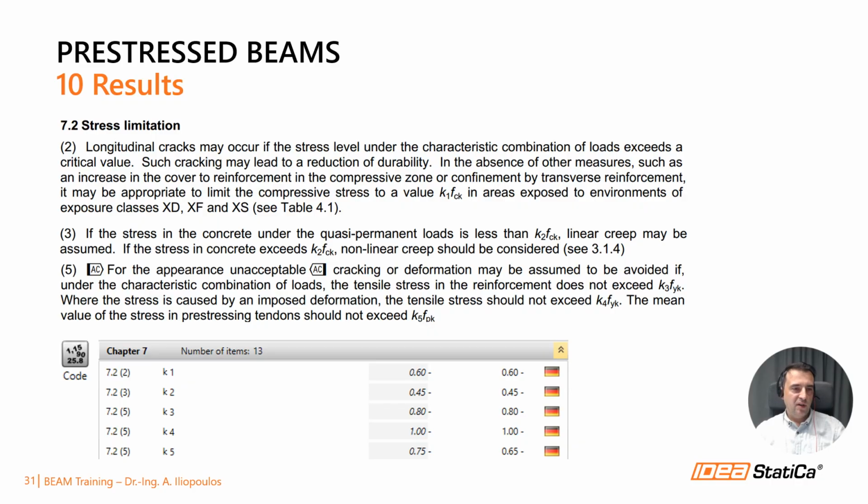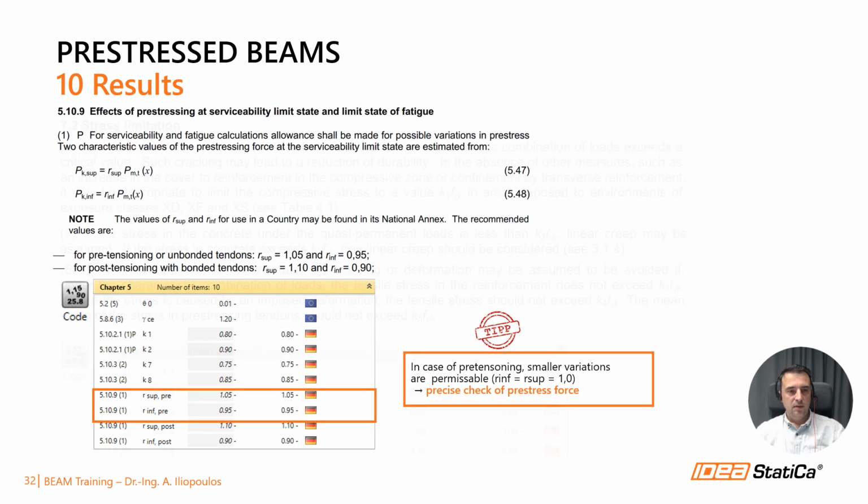It's good to remember how the stress limitation check works. So here we have an extract from the code regarding the stress analysis. Beam takes the national annex into account. We selected the German national annex. So as you can see, here are the coefficients as defined by the German national annex.